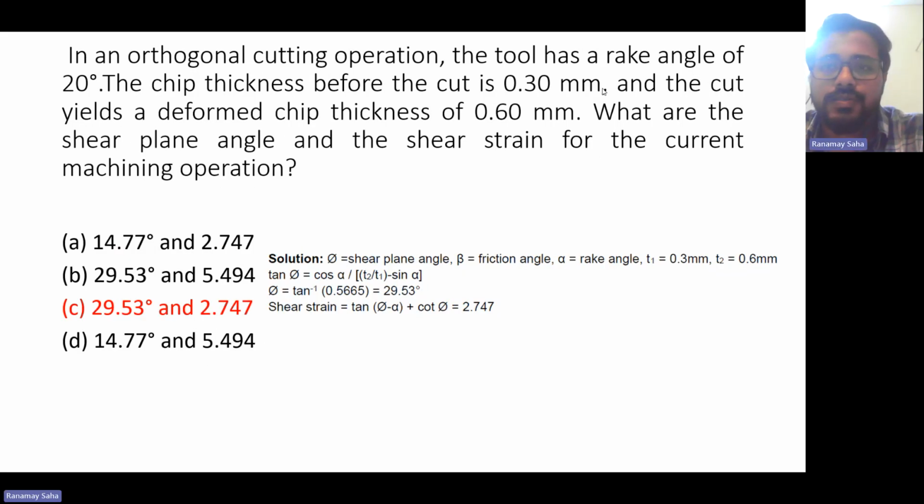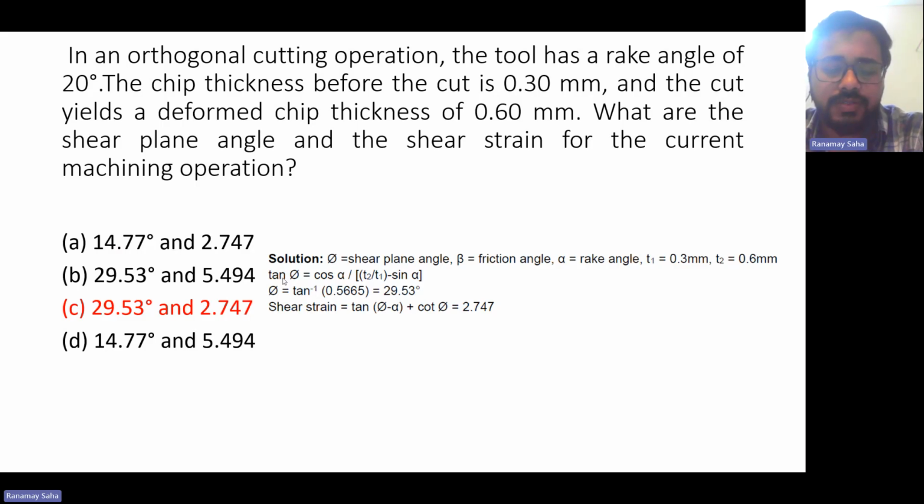The question asked to find the shear plane angle and the shear strain in a machining operation where the chip thickness before cut, the undeformed thickness, is 0.3, and after cut is 0.6. The rake angle is again 20 degrees. We had derived the equations and you have also gone through them in your regular classes. Just plug in the values in the standard formulas.